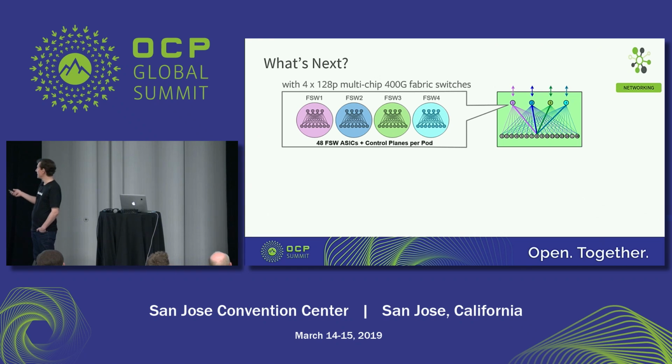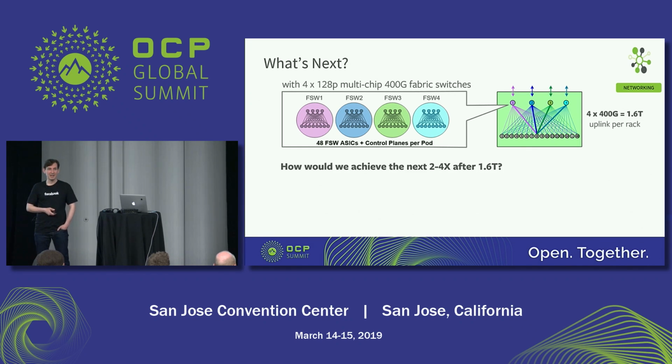Let's say we build a network out of multi-chip 400 gig switches with 48 ASICs per pod. That allows us to achieve 1.6T connectivity per rack. And this is our desired capacity level. But how do we achieve the next 2 to 4x? And we know that we'll need it, and we know that we'll need it in the not so distant future.